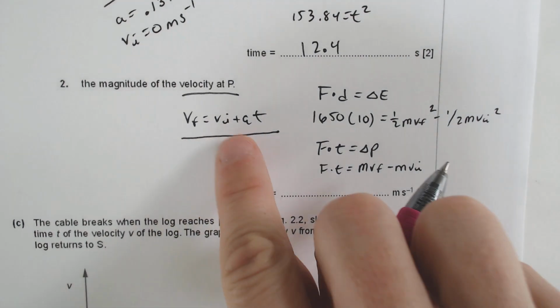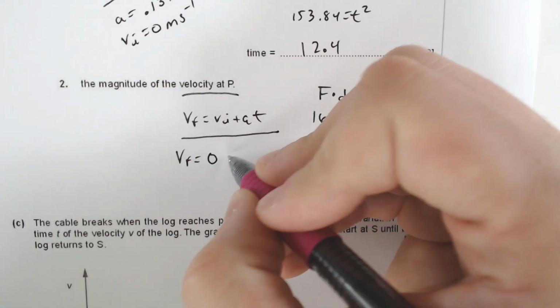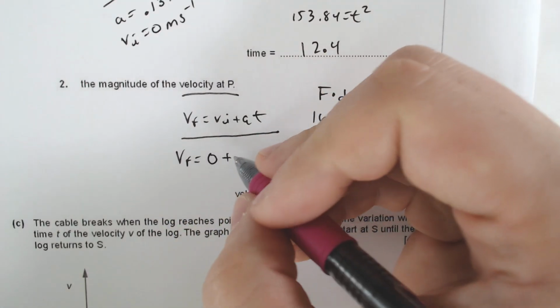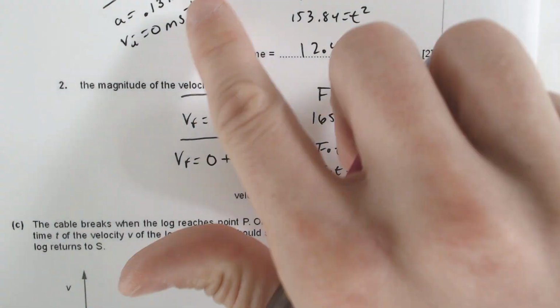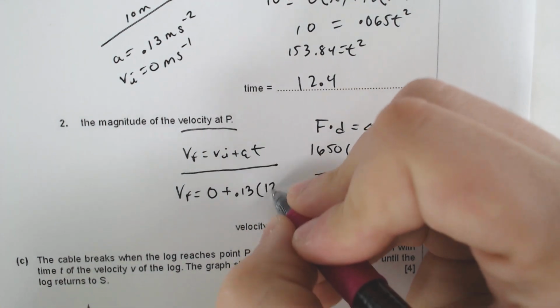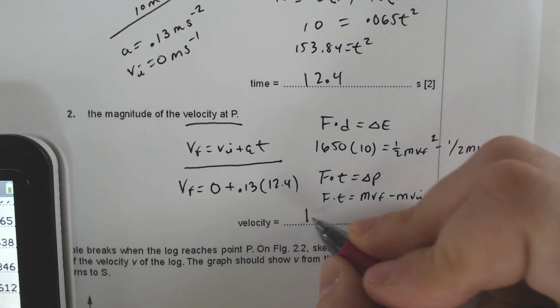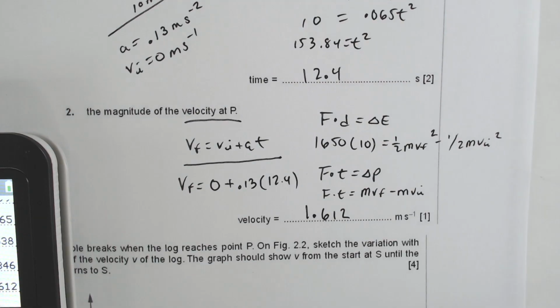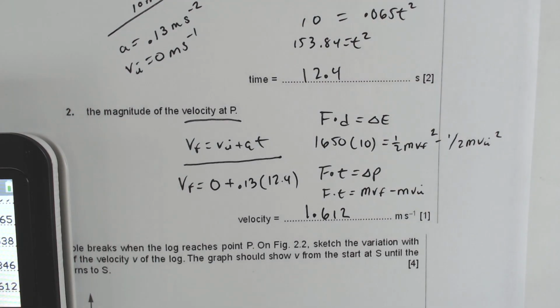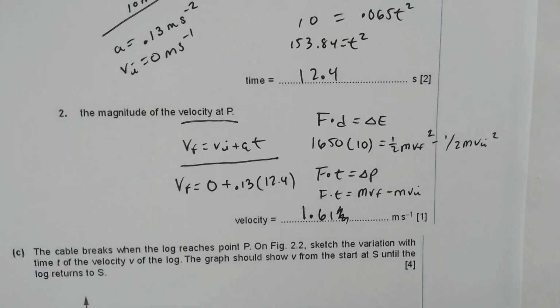V final is equal to V initial plus A times T. V final is what we're looking for. V initial was 0. A was told to us originally, 0.13, times the time, which was 12.4. So we just multiply those two. 0.13 times 12.4 is 1.612 meters per second. I do not feel like we would need all of those, so I'm going to scribble that out. We don't need all those sig figs.